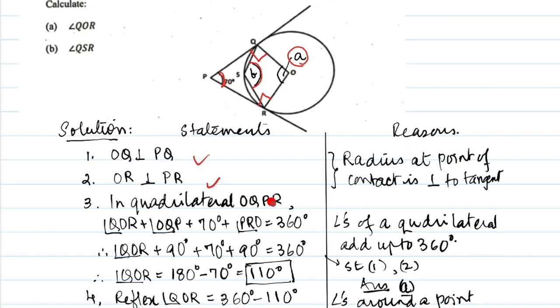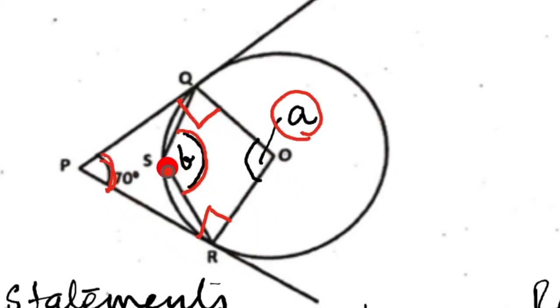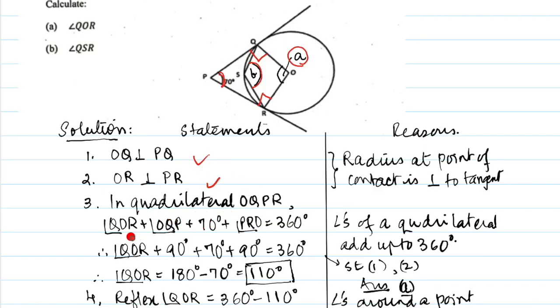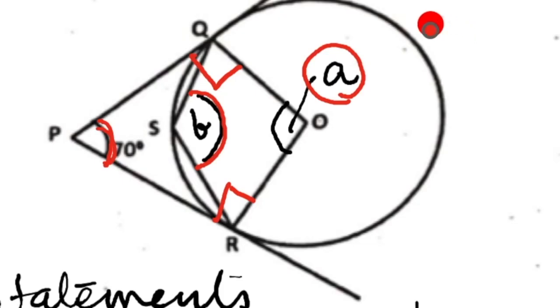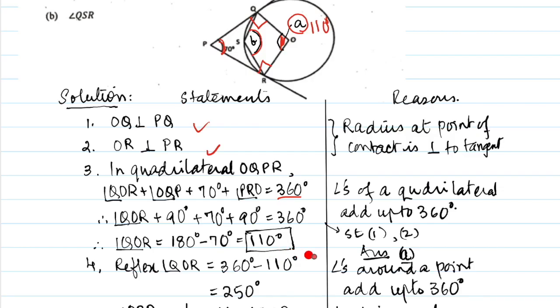Can you see that? Now this quadrilateral, we have 70, 90, 90 and connected with this A. Okay, so in the quadrilateral I have written the 4 angles and the sum is 360 because angles of the quadrilateral add up to 360. Then by simple calculations your QOR turns out to be 110. So this is your 110 degrees, this one over here. Okay, and that is our answer 1.